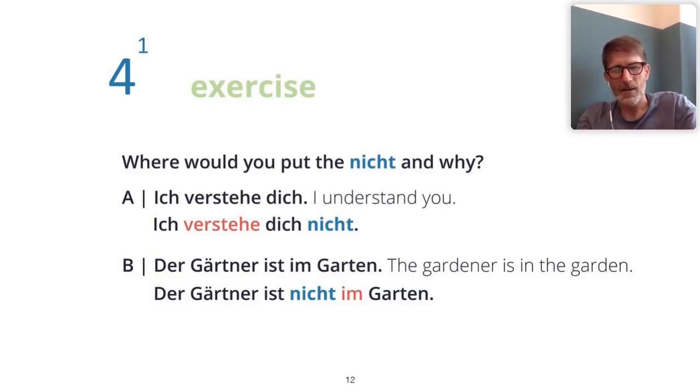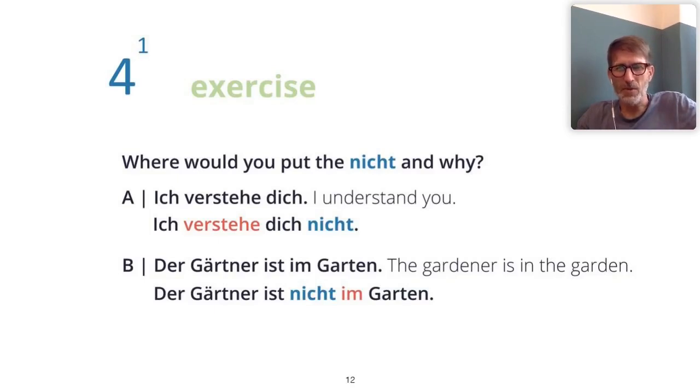A negates, for example, A I give away. You put the nicht at the end because you want to negate the understanding. It's not important that you don't understand that person. It's important that you do not understand.